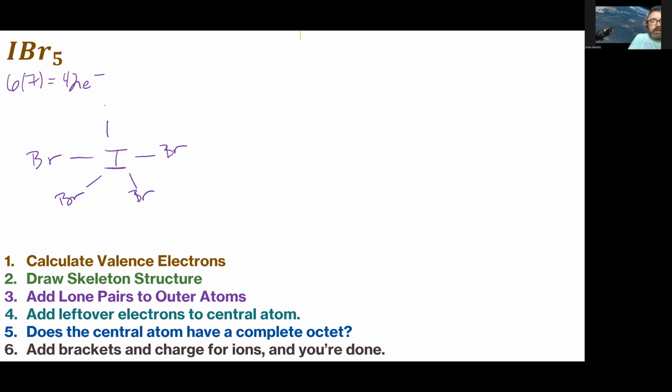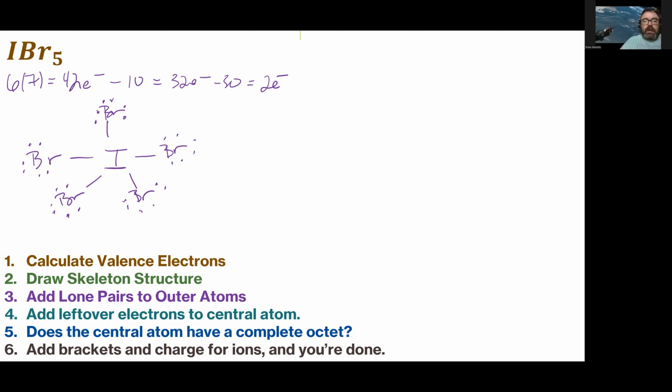Put some bromines on here. Okay, 1, 2, 3, 4, 5 bonds. So we've used 10 electrons. This gives us 32 electrons left. And when we do that, we're going to go 1, 2, 3, up to 30. Okay. 32 minus 30, so that means we have 2 electrons left over.